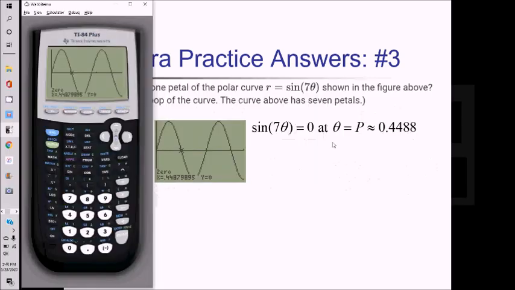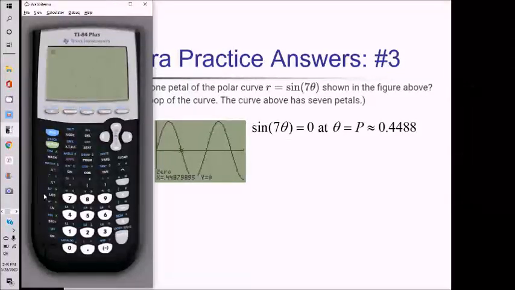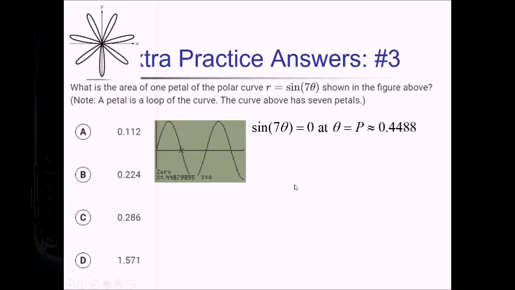And I'm actually going to go on my calculator and do that too. So let me quit out of there. I'm going to go to the store button, and I'm going to store that as alpha P. That stores the intersection I just found as P. All right. So now what? Well, now I have to use my area formula.